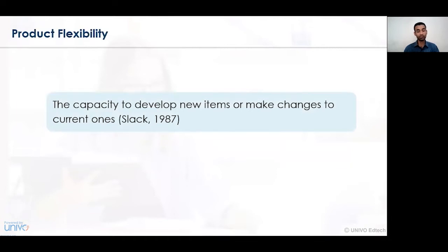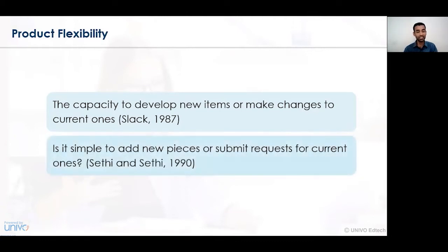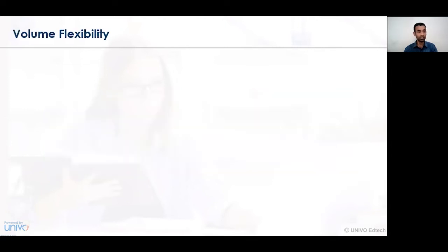Now, what do we mean by product flexibility? The capacity to develop new items or make changes to current ones. The definition or concept was given by Slack in the year 1987. Another concept of product flexibility was given by Sethi and Sethi in the year 1990, wherein it is simple to add new pieces or submit requests for current ones. So adding a new product to the current existing line is an example of product flexibility. So one has to see how we develop new items, and accordingly how changes to the current items can be implemented. So that's the concept of product flexibility.